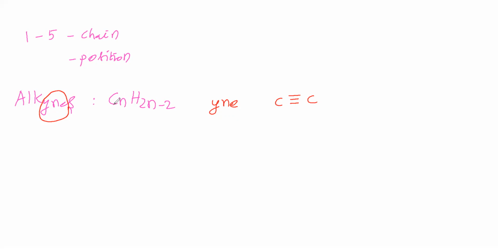Now we will substitute n is equal to 2. If we substitute, we will get C2H2. Now 2 carbons are there. We will write the 2 carbons here, and between the carbon atoms give a triple bond. Then 2 hydrogen atoms are there: one hydrogen we write on the left side, one hydrogen on the right side.